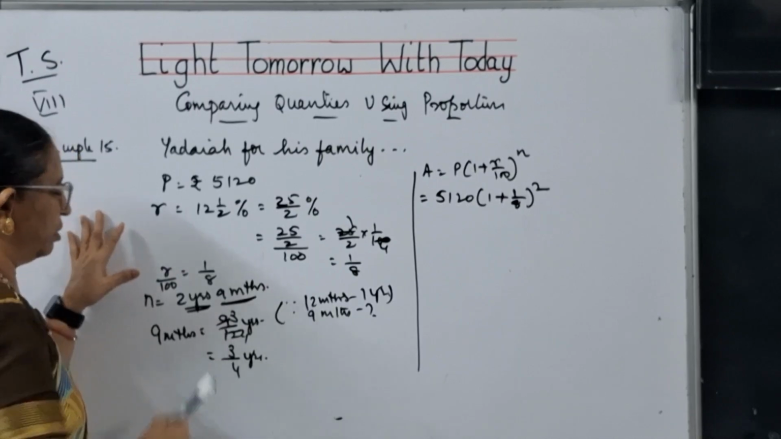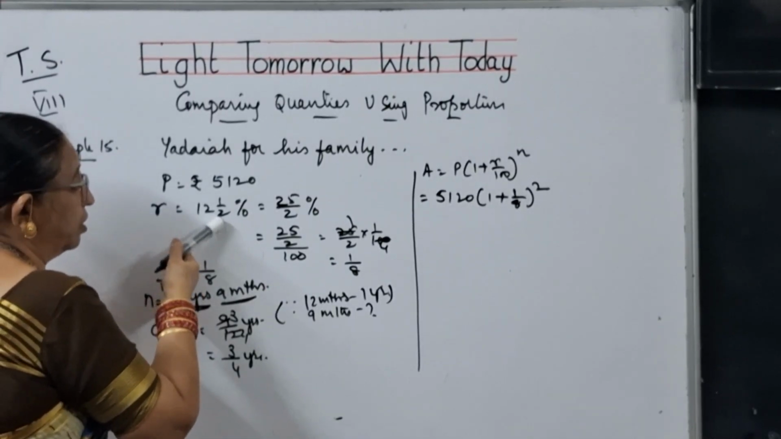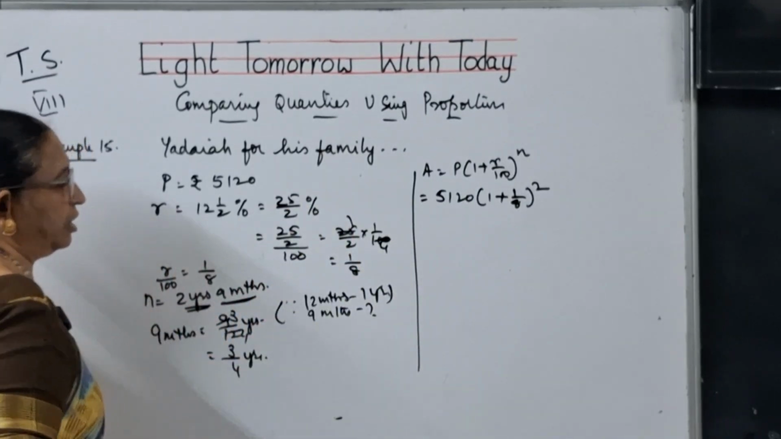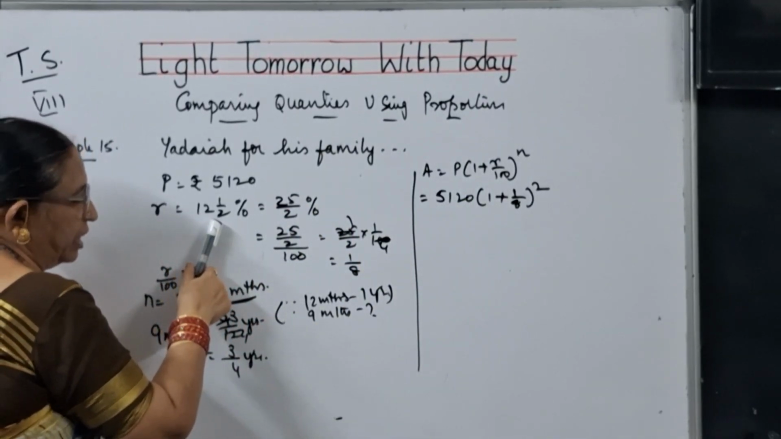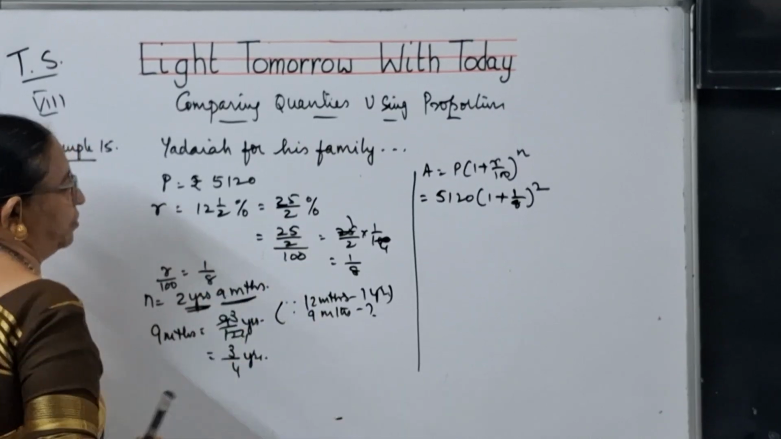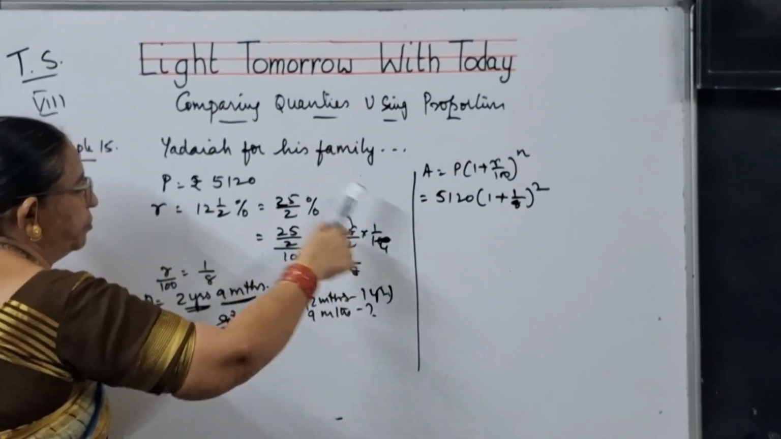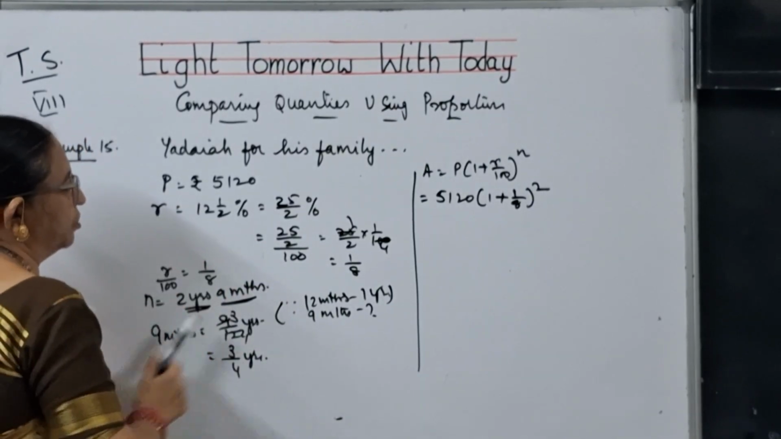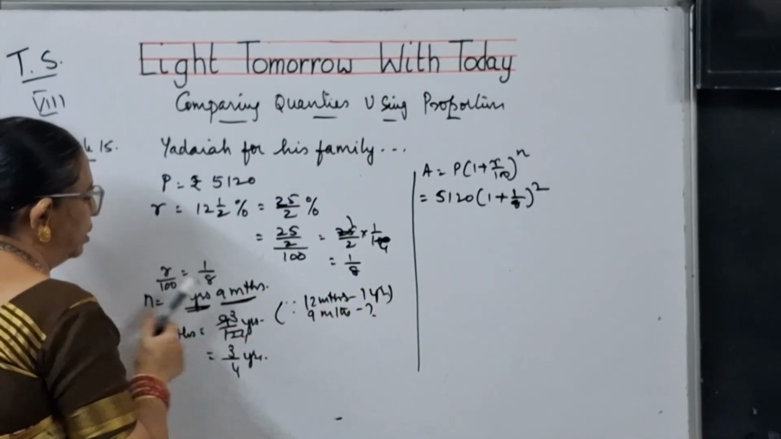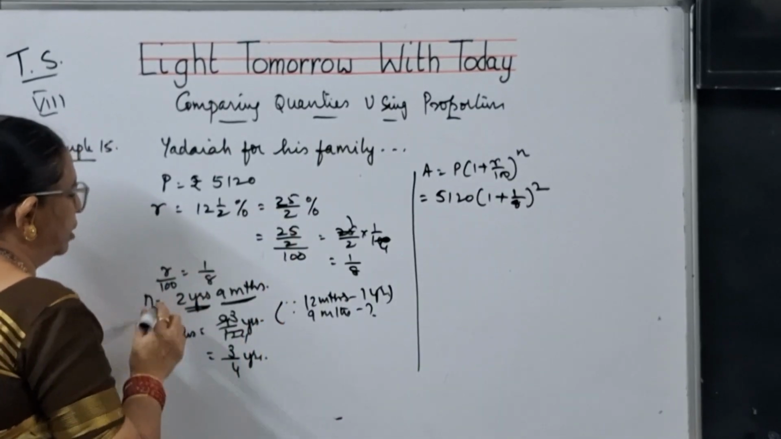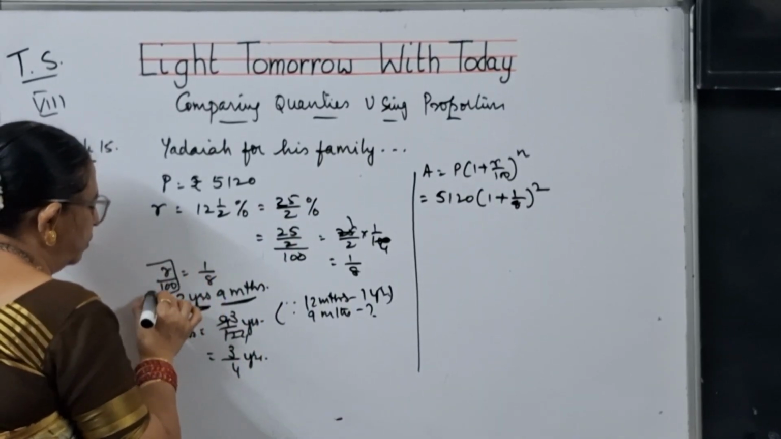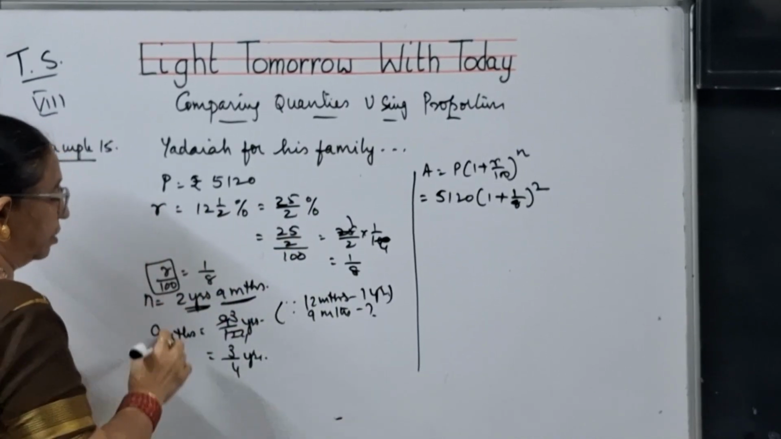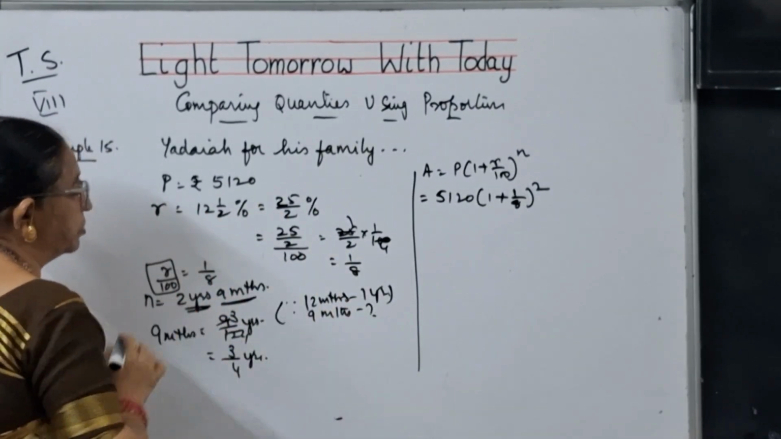Why did I say so, children? In this case, if you have got a normal integral number, then directly R by 100 I used to write. But here you have got a fraction. So you can simplify this fraction. So here itself, I have simplified the fraction. 25 by 2 by 100. R percentage, so percentage I have converted into R. So R by 100 in the formula becomes 1 by 8.